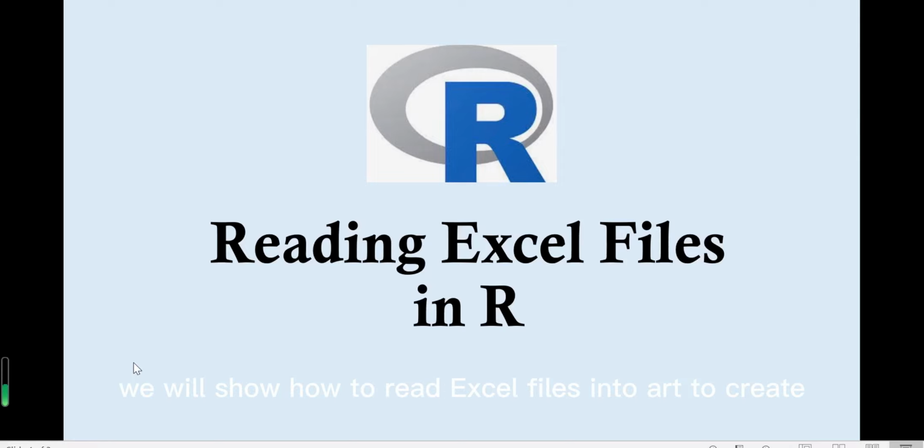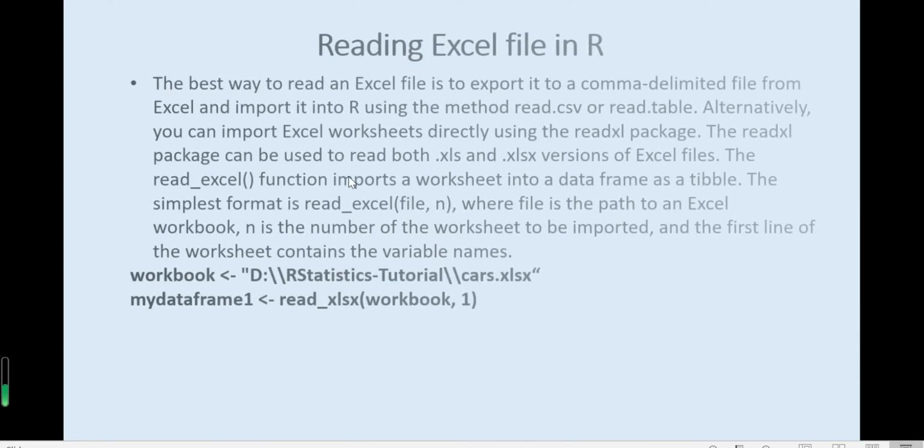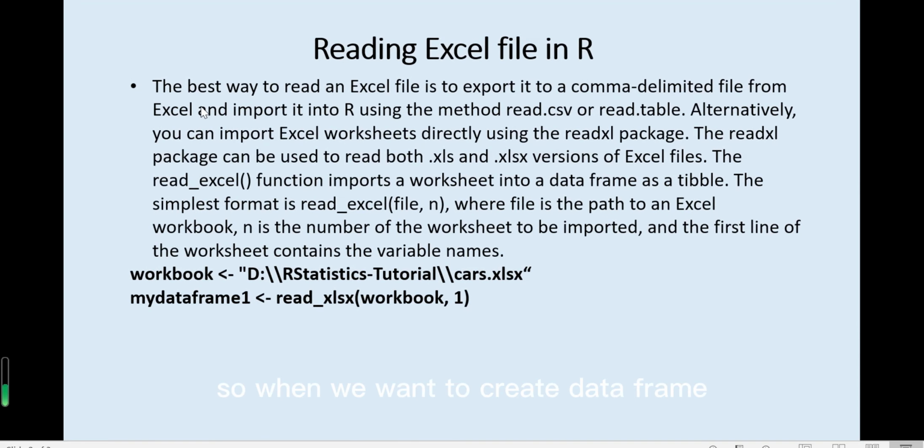In this video, we will show how to read Excel files into R to create a data frame. When we want to create a data frame, the best way to read an Excel file may be to export it to a comma-delimited file, a CSV file, first. Then you can use, for example, the read.csv or read.table function to read this CSV file to create a data frame.